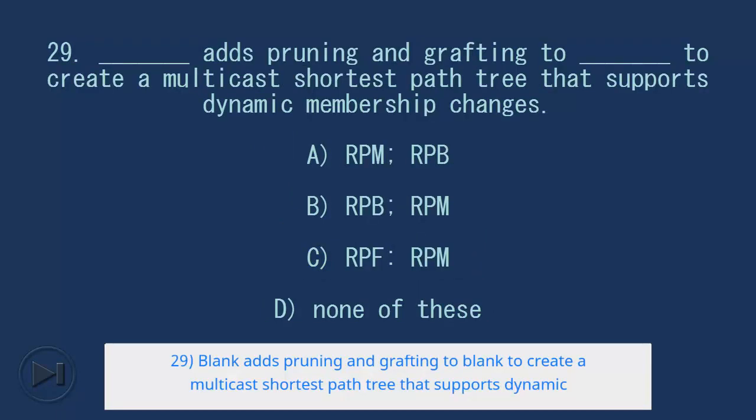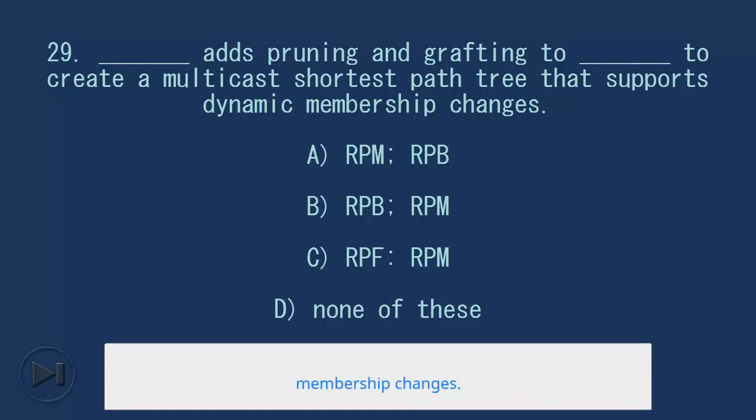29. Blank adds pruning and grafting to blank to create a multicast shortest path tree that supports dynamic membership changes. A. RPM, RPB. B. RPB, RPM. C. RPF, RPM. D. None of these. Answer, A. RPM, RPB.